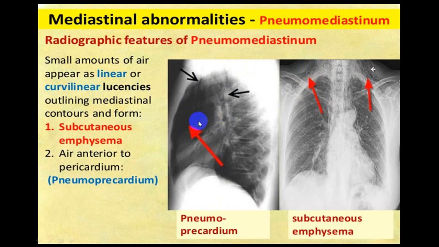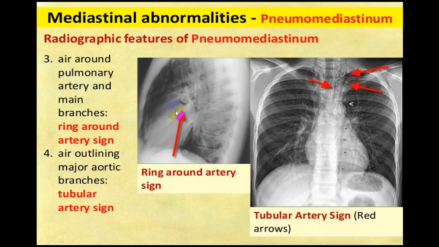And here, around the pericardium, you are getting a black line. This is because of a pneumopericardium. And whenever you get this, you call that a pneumomediastinum. We'll be showing you further slides also. You can see air here.